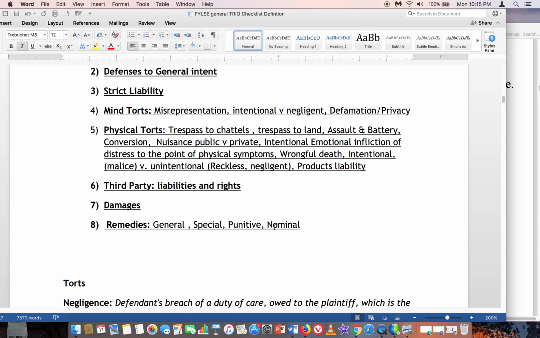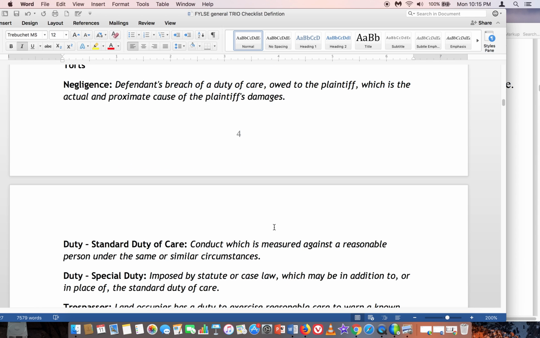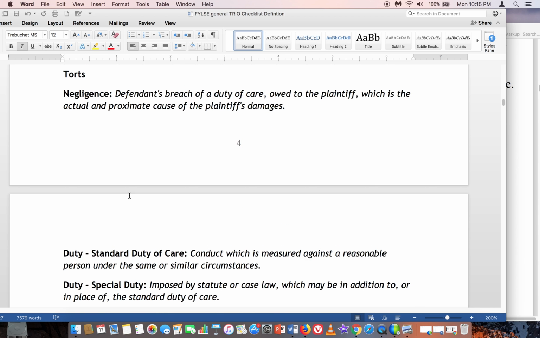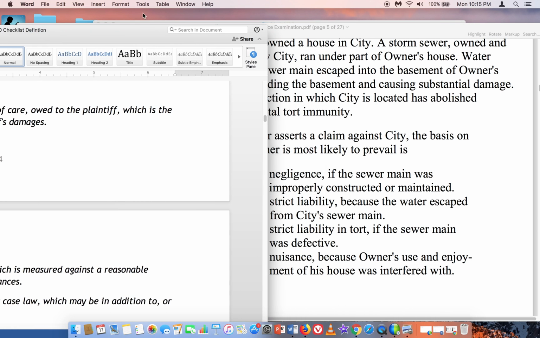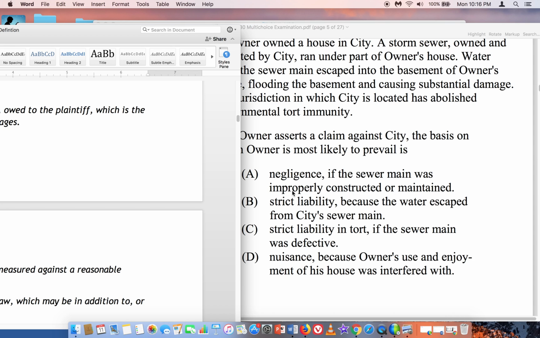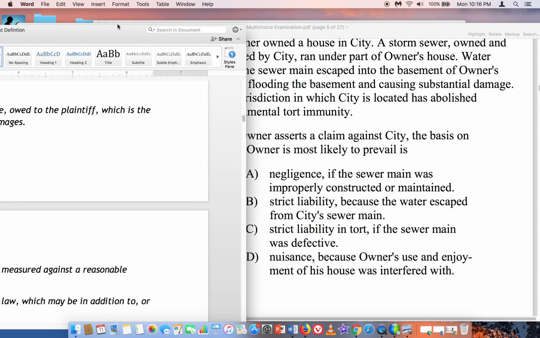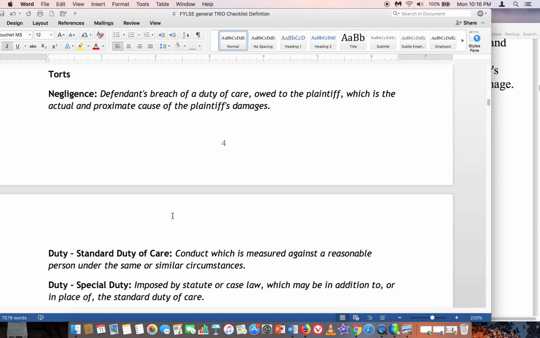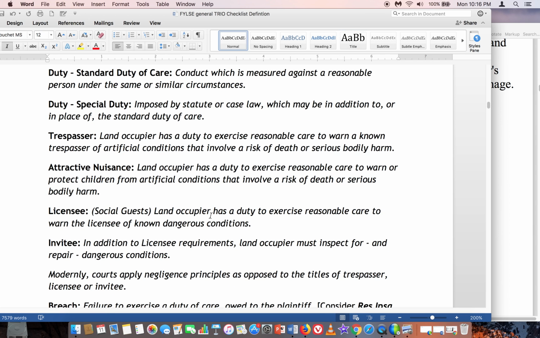Let's look at strict liability. Wait a minute. Those are the defenses. So basically, with negligence, the defendant's breach of duty of care owed to the plaintiff is the actual and proximate cause of the plaintiff's damages. So if you can show that it was improperly constructed or maintained, that's the one that they're most likely to prevail under. If you start going after them for strict liability, you're going to have a problem because that is not a product that's brought into the stream of commerce.